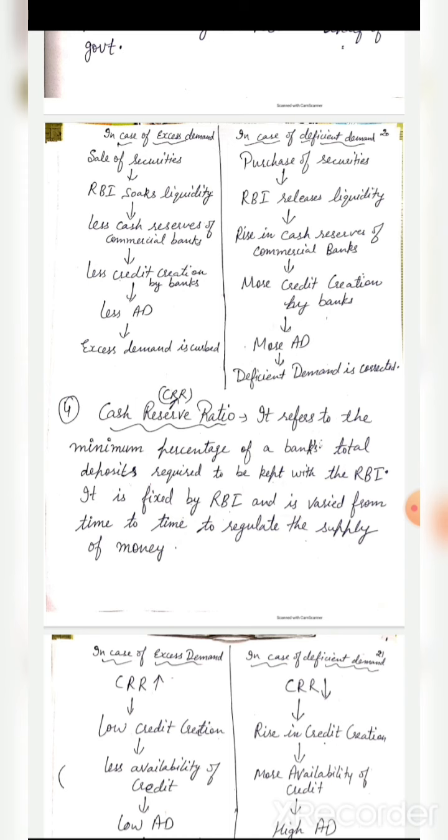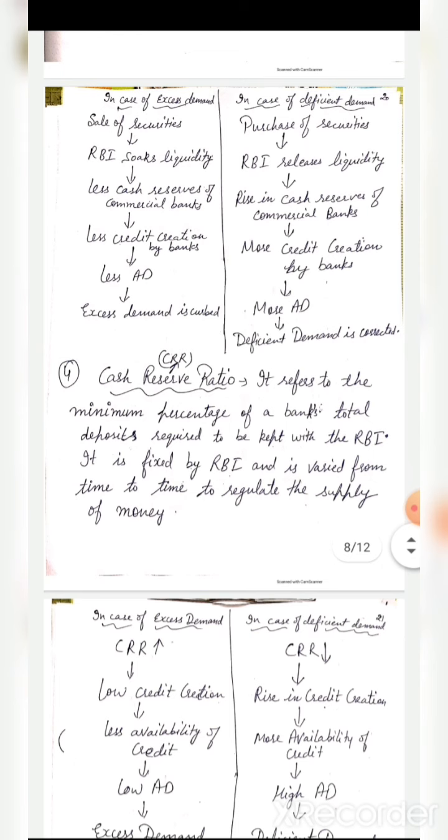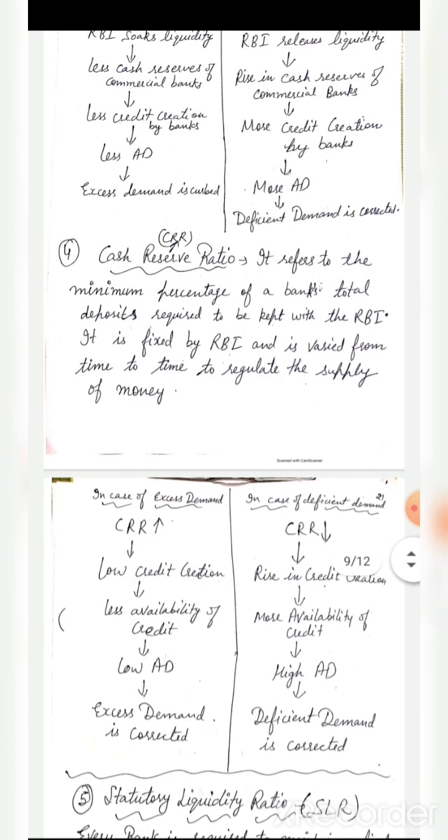In case of deficit demand, the situation is reversed. Purchase of securities by the RBI. RBI releases liquidity. Rise in the cash reserves with the commercial banks. More credit creation, more AD, and deficit demand can be corrected. In case of deficit demand, RBI will purchase the securities at a higher rate. Automatically, money is released by the RBI in the market, and people will get more money, more liquidity. Then there will be more cash reserves in the commercial banks, more credit creation, a higher level of AD, and deficit demand can be corrected.